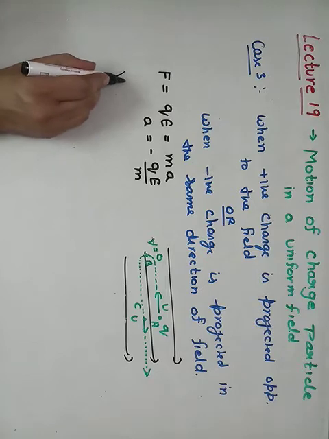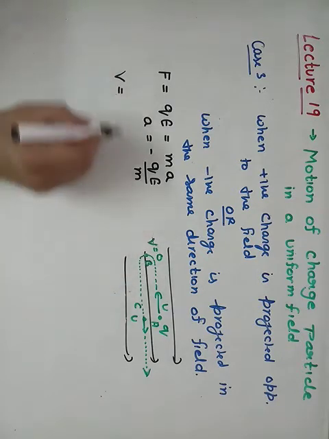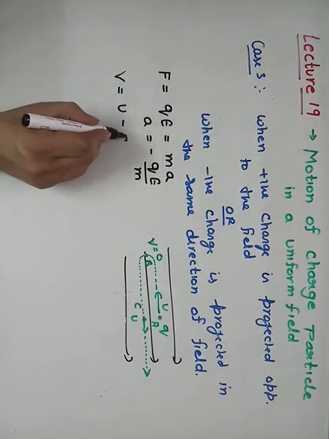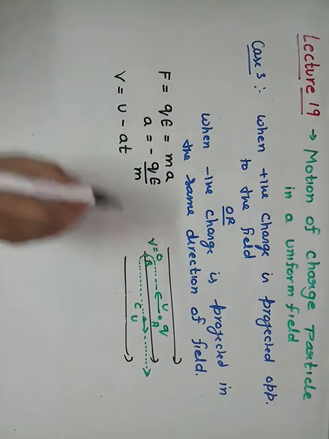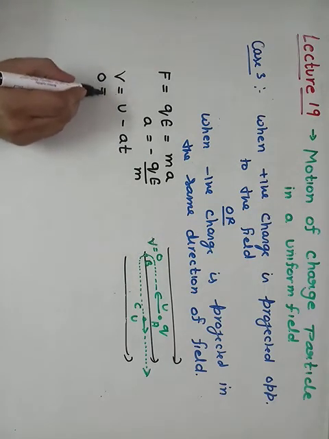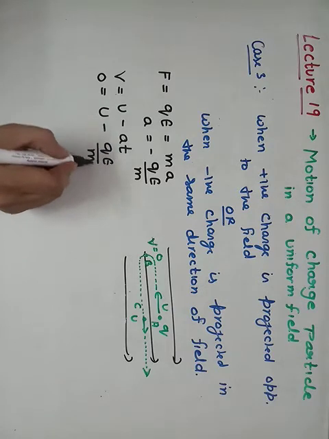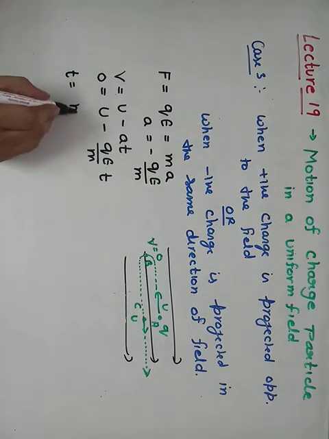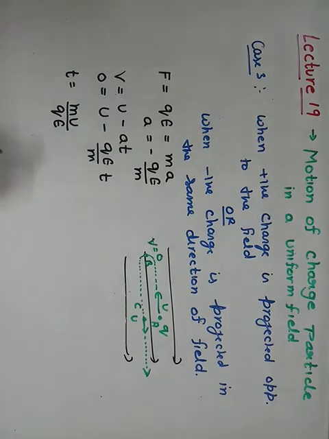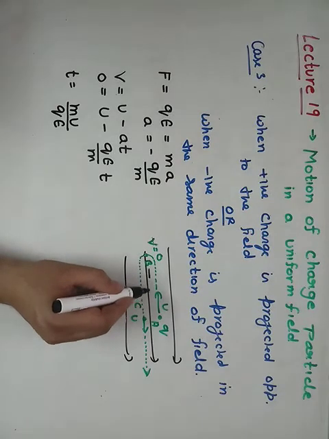That means the final velocity will be 0 after some time, because the initial velocity is u minus at. This is the formula. After what time does the final velocity become 0? V is 0, u is given, A is QE by M into T. Therefore you will get T equals MU by QE. And then it is asked what distance it travels before coming to rest. Let the distance be x.